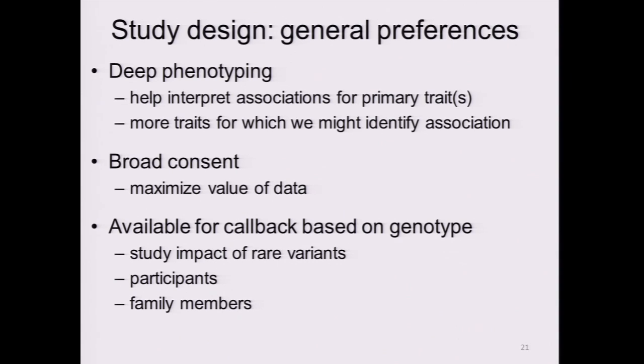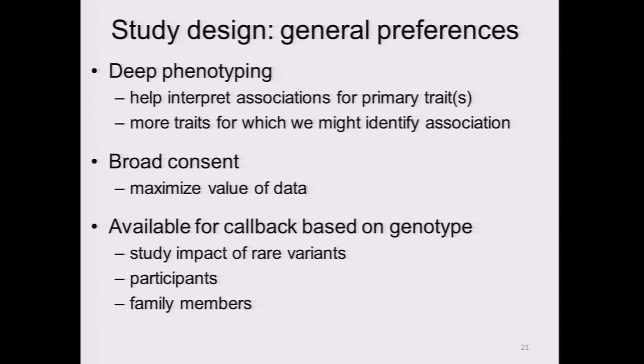Beyond the general strategies, there's the issue of general preferences, whatever study design you choose. I'd name three. I think deep phenotyping is extremely important. The more phenotypic information you have on the people you're going to sequence or do genetic studies on, the better. Both to help us interpret associations for your primary trait of interest and also to have more traits for which we might identify interesting associations.